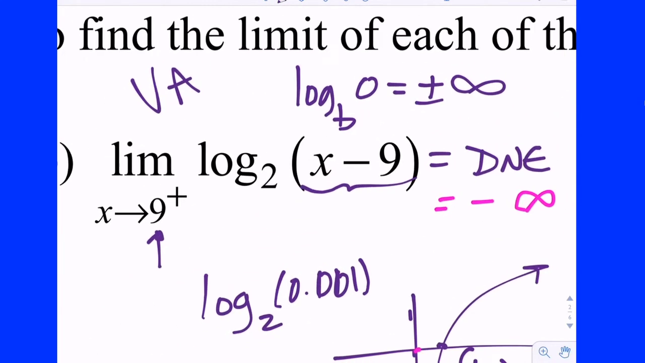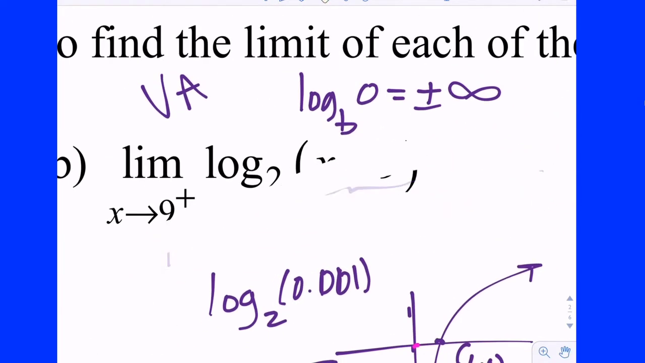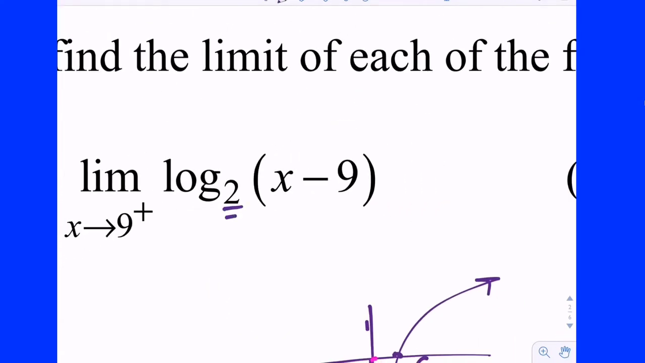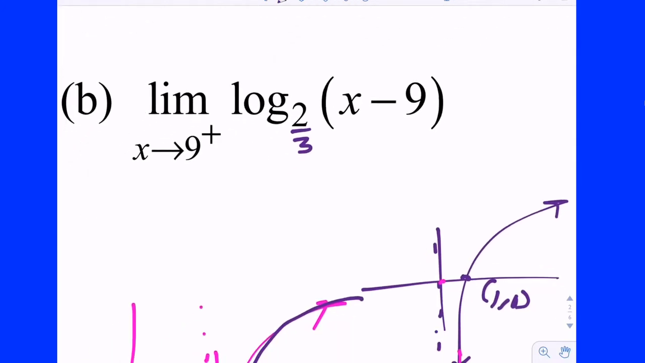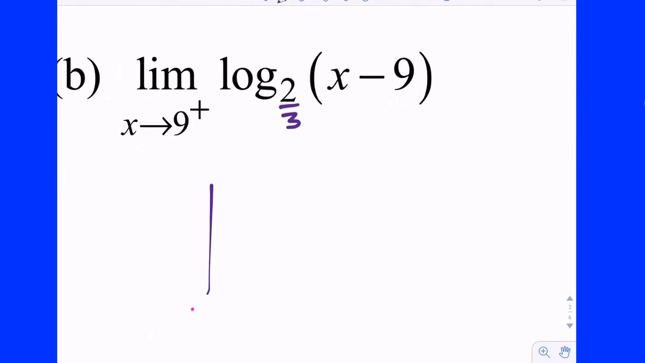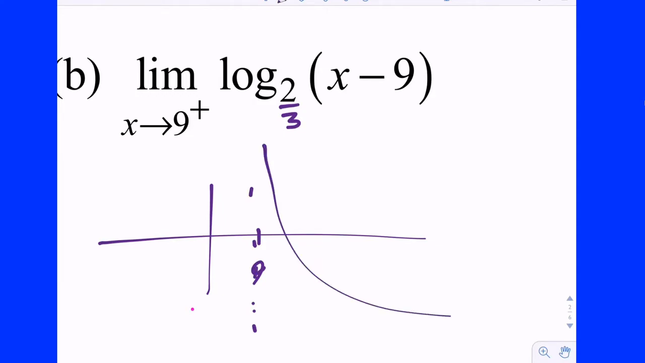Yep. What if this had been the exact same question, but instead of log base 2, it was base 2/3? Would that be logarithmic growth or decay? Decay. Would it still be shifted to the right 9? Yeah, so you still have a vertical asymptote here at 9, but now it's going to look like this. And what would be the limit as we approach 9 from the right? Positive infinity. Would DNE still be an acceptable answer on a free response? Yes.